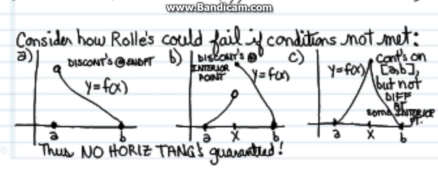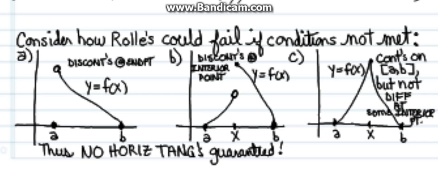Now, once again, the conditions of Rolle's theorem say that the function has to be continuous on the closed interval from a to b and differentiable on the open interval from a to b. And f of a has to be equal to f of b.